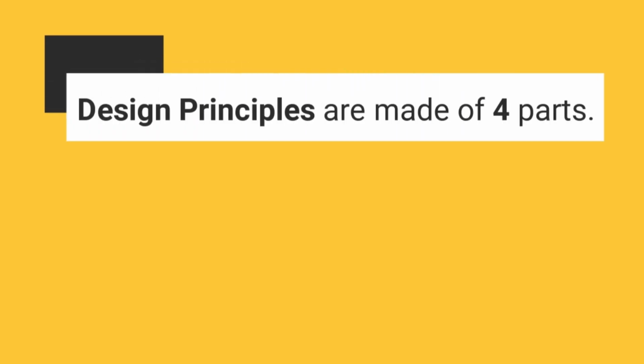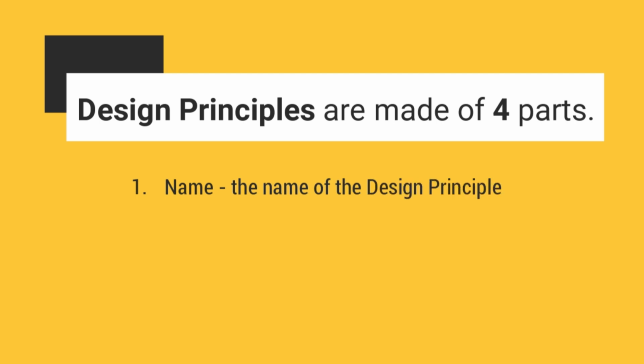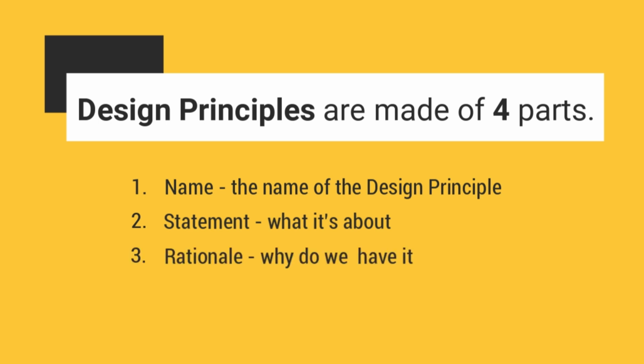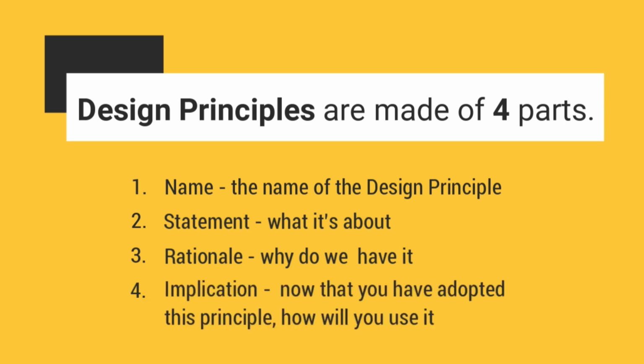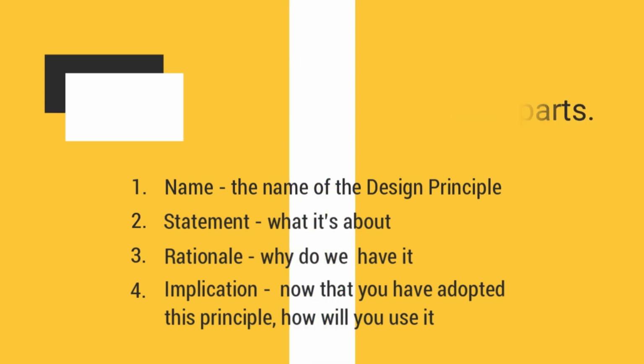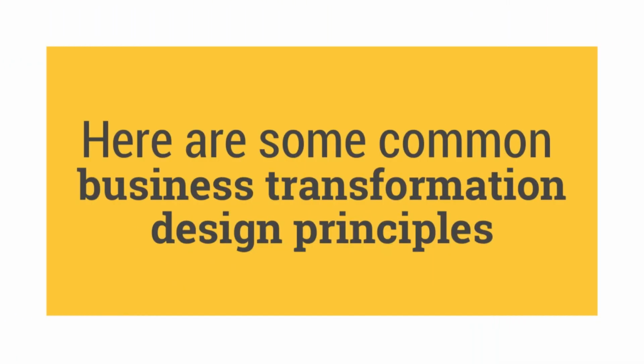Design principles are made of 4 parts. Number 1. Name, the name of the design principle. Number 2. Statement, what it's about. Number 3. Rationale, why do we have it? Number 4. Implication, now that you have adopted this principle, how will you use it? Here are some common business transformation design principles.